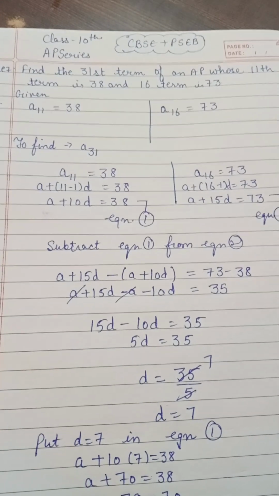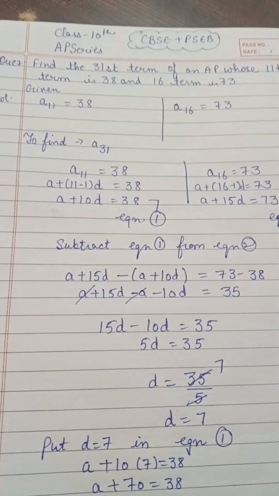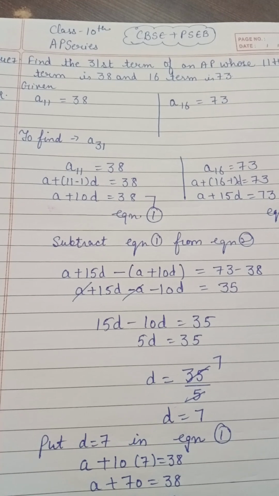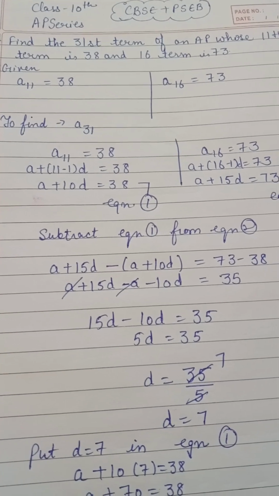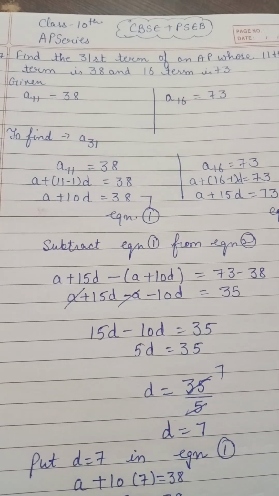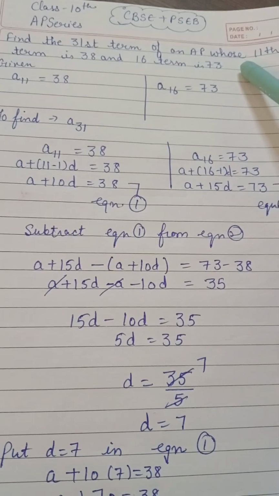Good morning everyone. Let's discuss some questions related to AP series from the 10th class. Question number 7. Find the 31st term of an AP whose 11th term is 38 and 16th term is 73.